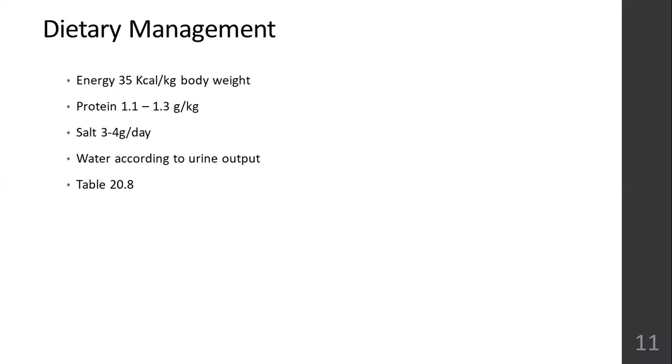Salt also is restricted, but you can be a little more lenient, 3 to 4 gram per day. Water is based on the urine output. Every month, once or twice, you have to visit the nephrologist. They will consult you with the urine output, and based on the urine output, water restriction is declared for the patient. Table 20.8.